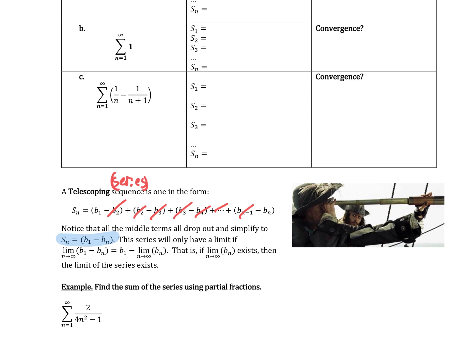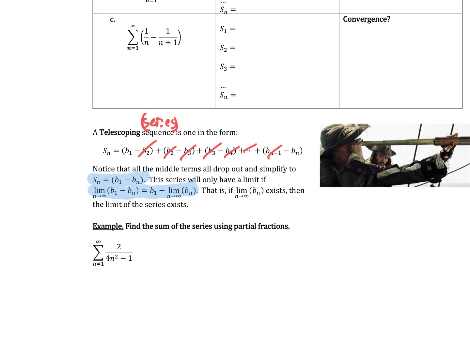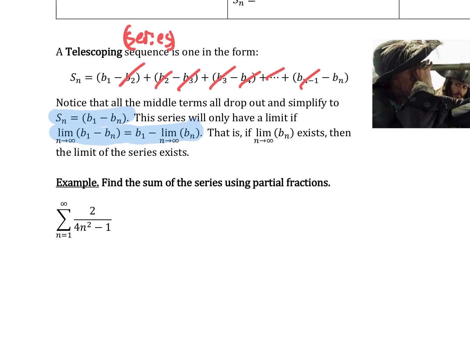So this will allow us to have a limit only if the limit of B1 minus Bn exists. Another way to say that is if the limit of B sub n exists, then the limit of the series exists, because B1 is a finite value. So the first thing we've got to figure out is if the series is following this telescoping pattern, this plus minus pattern.